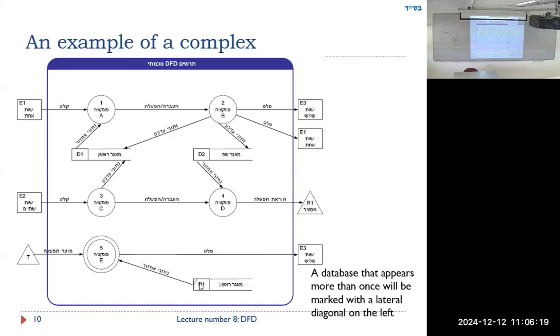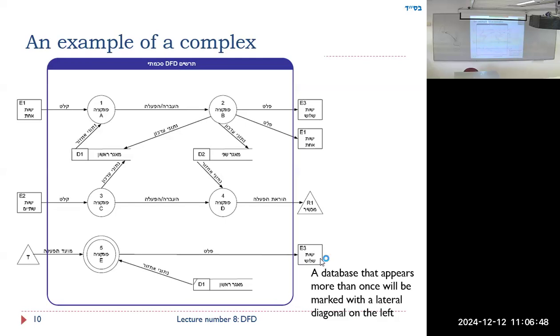Notice that D1 appears twice. That's because the same table appears twice, which is allowed, but then we put a little slash there to indicate it, so you don't get confused and think it's a new database. Also E1 appears here and here. That's allowed also, because he's also providing data and also at the end of the day getting data. And also E3 appears twice on the right side.